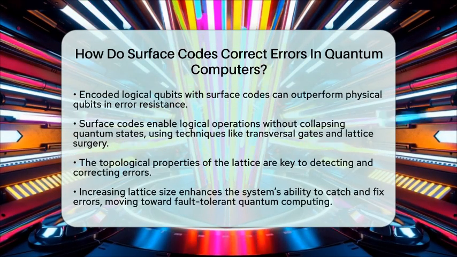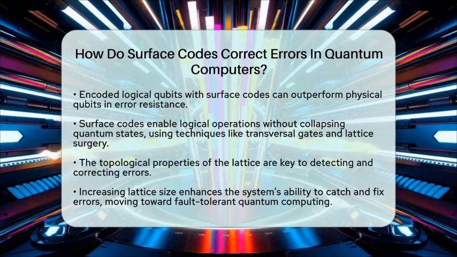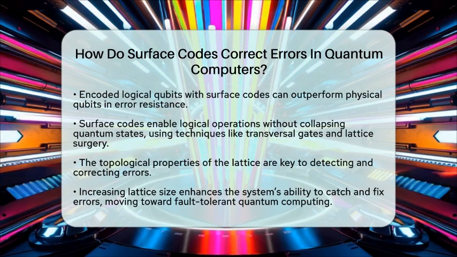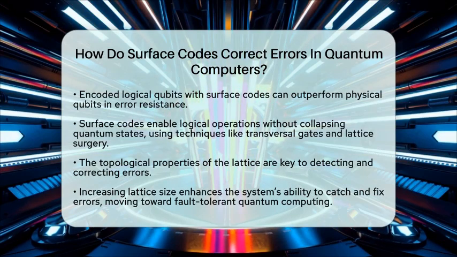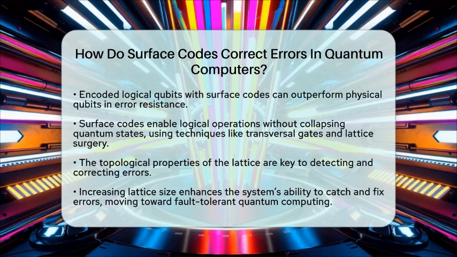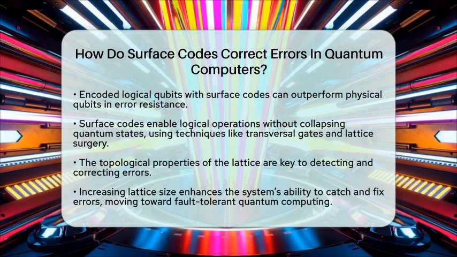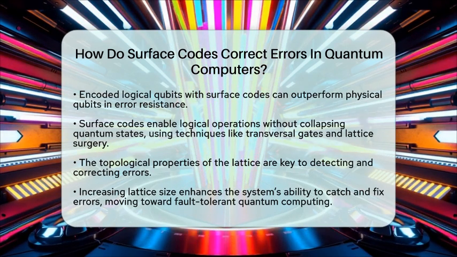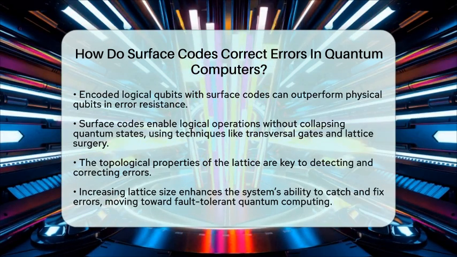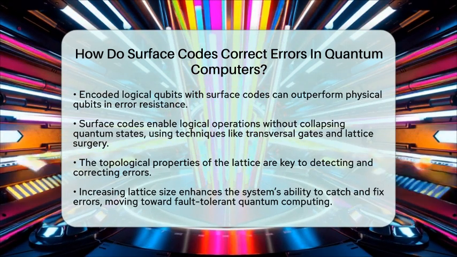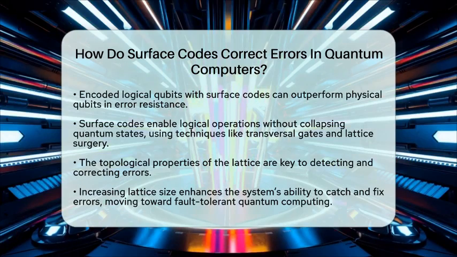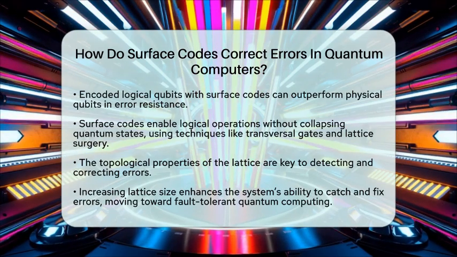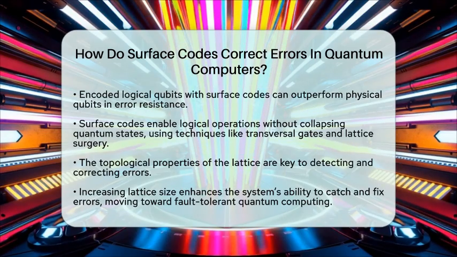In simple terms, surface codes work by turning a big grid of physical qubits into a resilient shield for quantum information. They detect errors by measuring stabilizers repeatedly, interpret these measurements with classical computers, and correct errors by exploiting the topological properties of the lattice. Increasing the size of the lattice makes the system even better at catching and fixing errors, bringing us closer to the goal of fault-tolerant quantum computing.